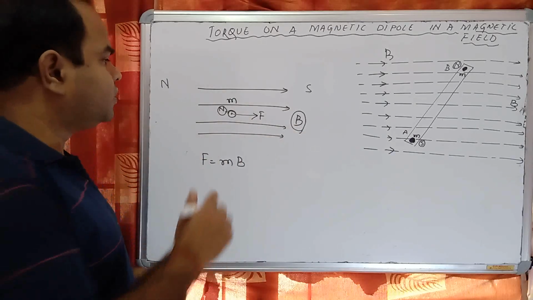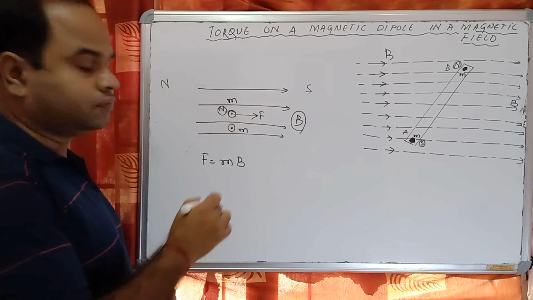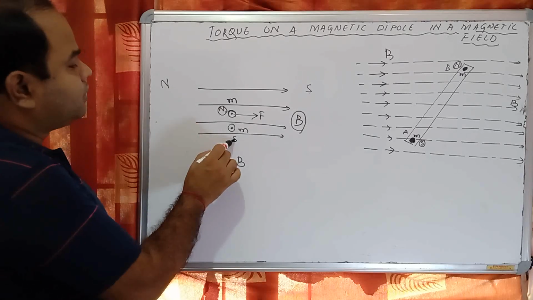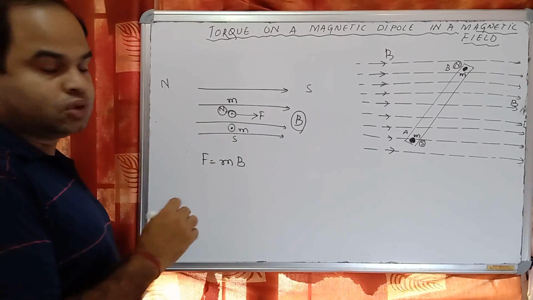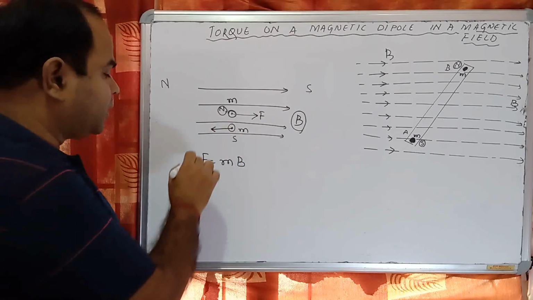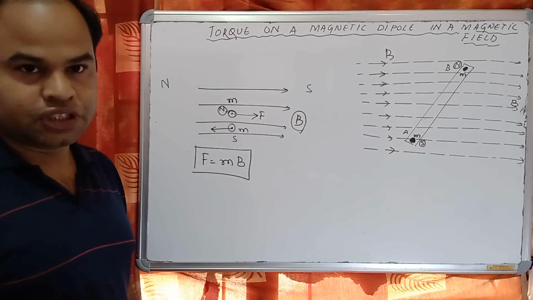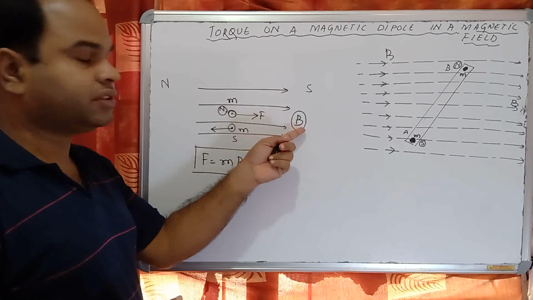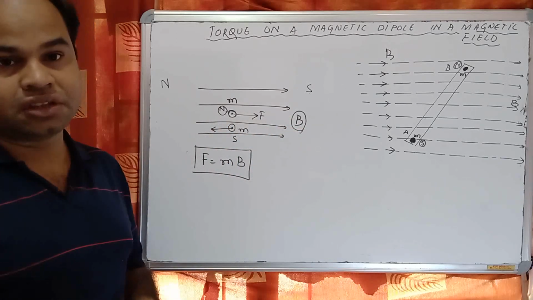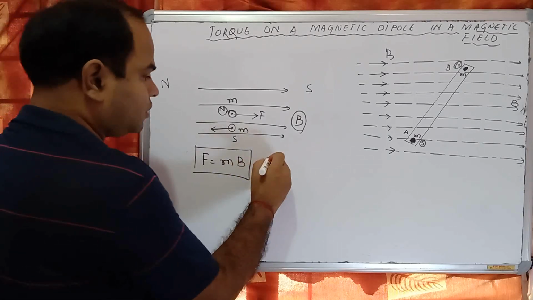Okay, if it is a south pole, then the south pole will be attracted towards the north. So the direction of the force will be like this. Okay, the magnitude in both cases is the same but the direction is different. The north pole experiences force along the direction of the external magnetic field, the south pole opposite to the direction of the external magnetic field. Okay, next is one more thing, couple.